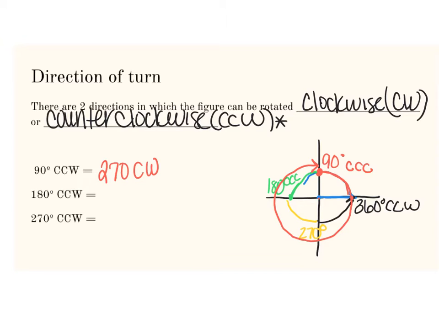And then a 180 degree counterclockwise is the same thing as a 180 clockwise. And a 270 degree counterclockwise is the same thing as a 90 degree clockwise.